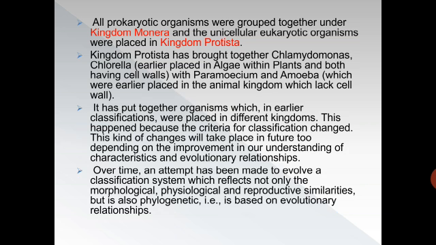All prokaryotic organisms were grouped together under kingdom Monera, and the unicellular eukaryotic organisms were placed in kingdom Protista. Kingdom Protista has brought together Chlamydomonas, Chlorella with Paramecium and amoeba. It has put together organisms which in earlier classifications were placed in different kingdoms. This happened because the criteria for classification changed. This kind of changes will take place in future too, depending on the improvement in our understanding of characteristics and evolutionary relationships. Over time, an attempt has been made to evolve a classification system which reflects not only the morphological, physiological, and reproductive similarities but is also phylogenetic, that is based on evolutionary relationships.